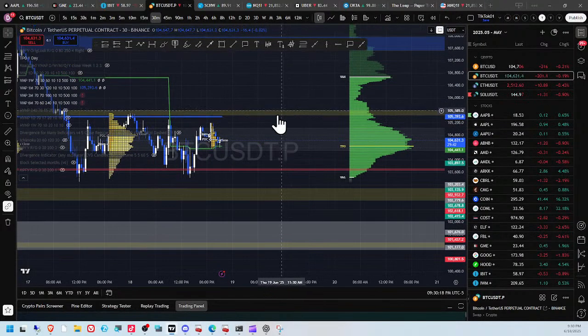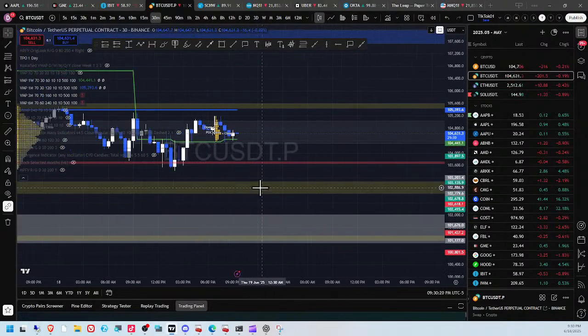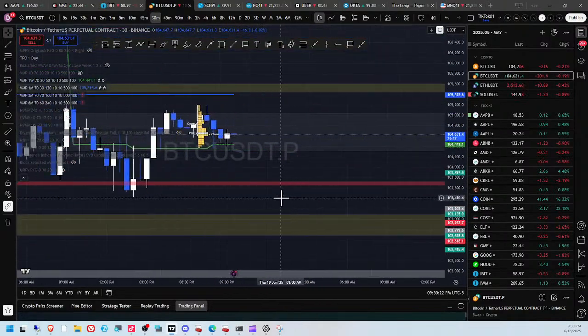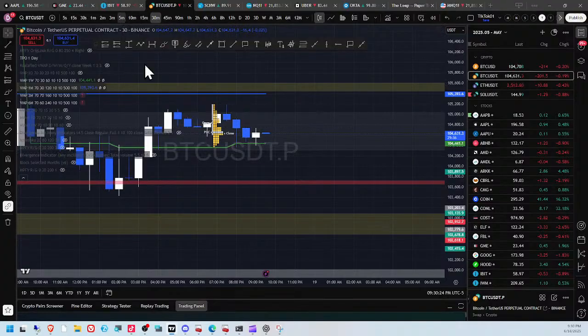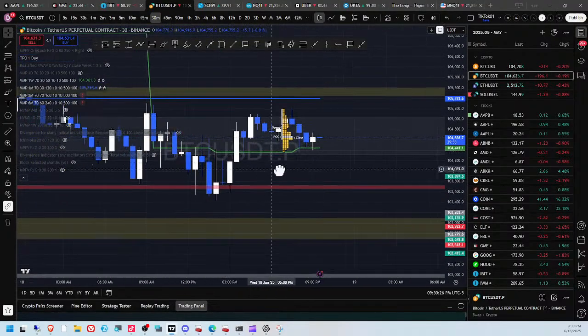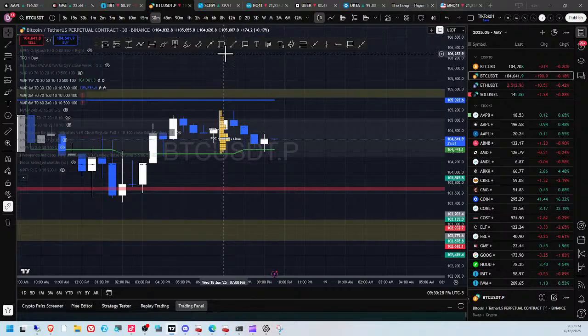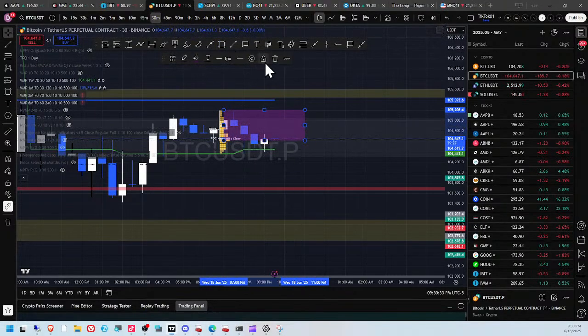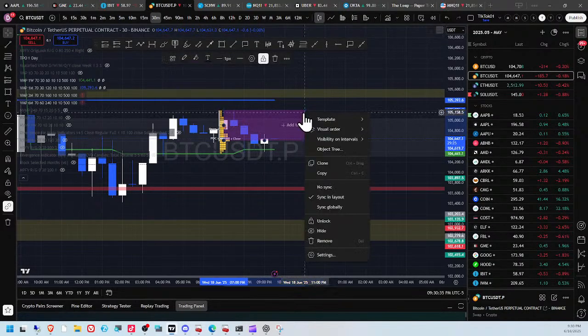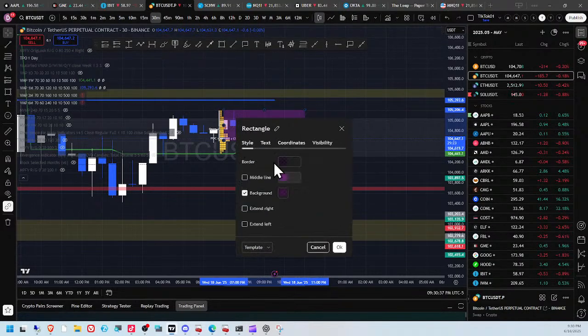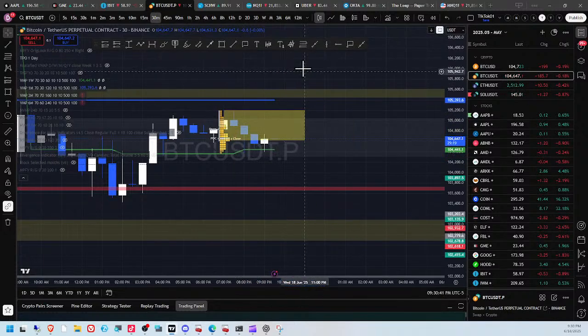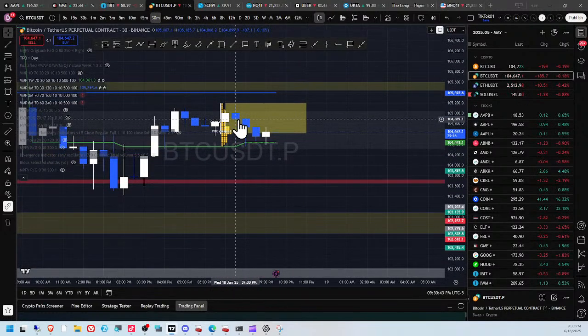There we go. So we have the initial balance here. It's in this section right here. And let me just make that my daily color before I forget. Okay, so right now we went below the initial balance.